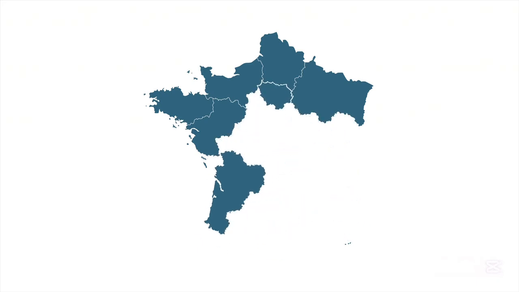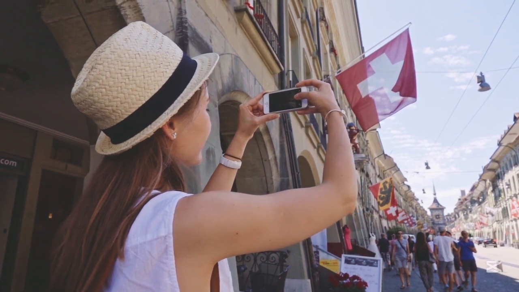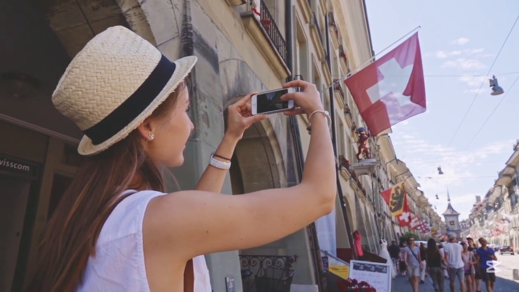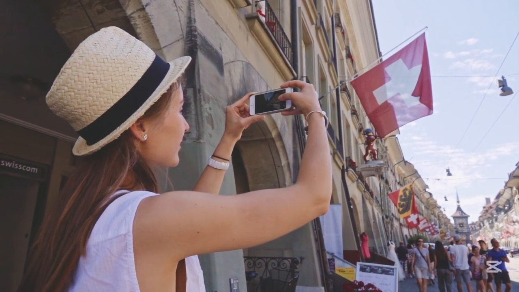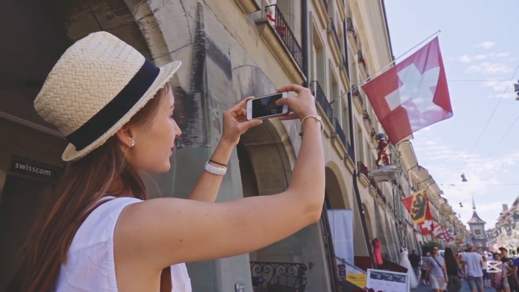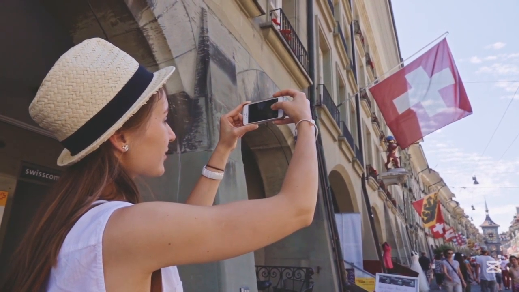The countries issuing Schengen visas are Austria, Belgium, the Czech Republic, Denmark, Estonia, Finland, France, Germany, Greece, Hungary, Iceland, Italy, Latvia, Liechtenstein, Lithuania, Luxembourg, Malta, the Netherlands, Norway, Poland, Portugal, Slovakia, Slovenia, Spain, Sweden, and Switzerland.